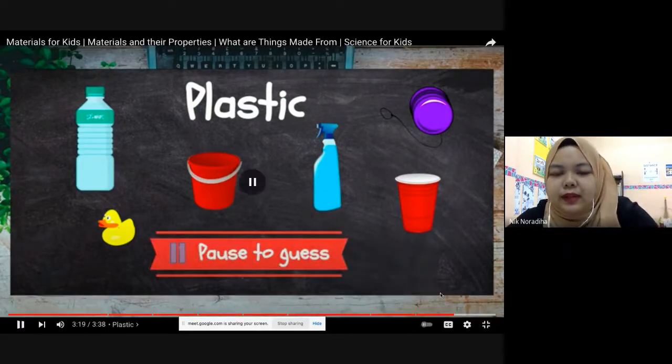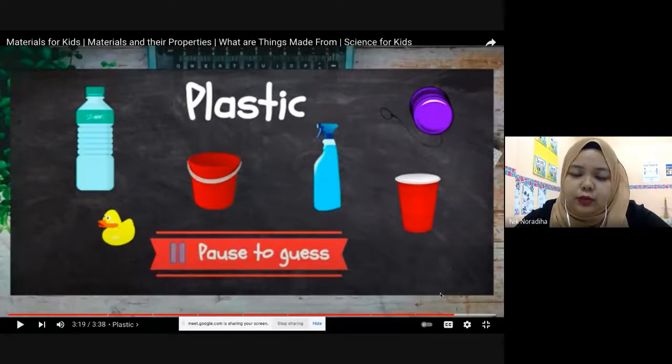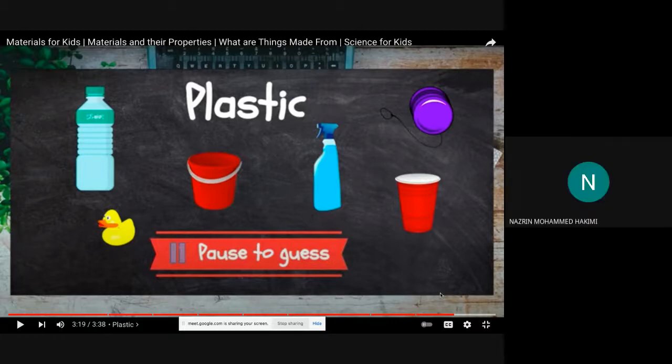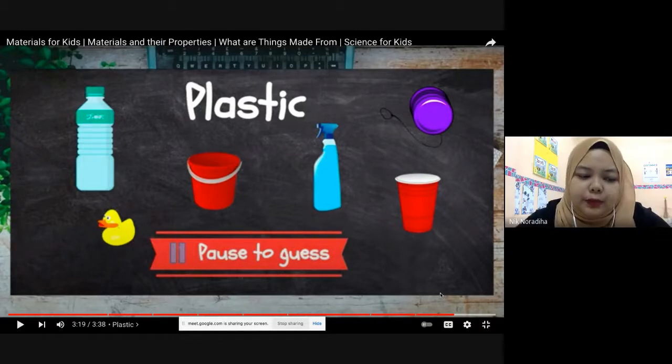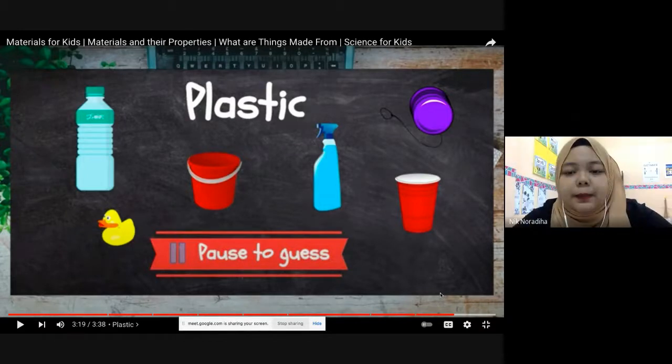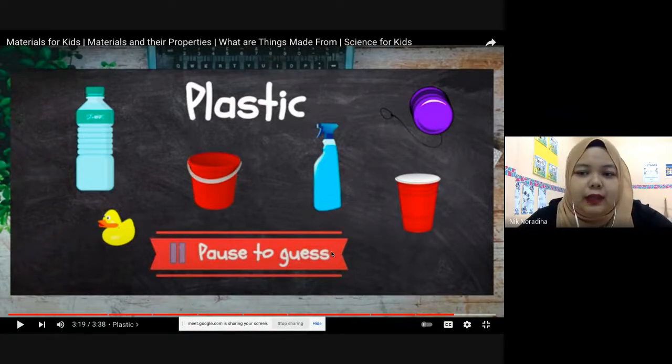So where does plastic come from? Just now we learned in our previous lesson, the teacher already told you, where does plastic come from? Does plastic come from rubber? Petroleum. Good job. Well done. I'm so proud of you. Plastic comes from petroleum. It will be processed to produce plastic. Then the plastic will be made into items that we use in our daily life, such as toys, cups, or plastic bottles. Okay.